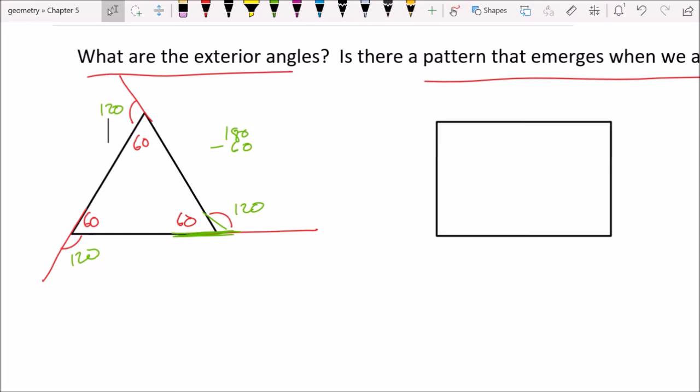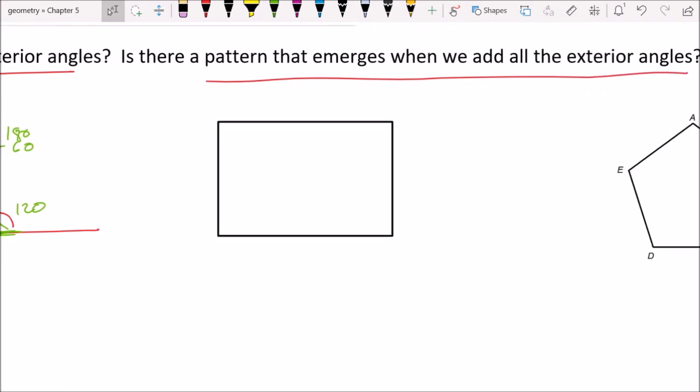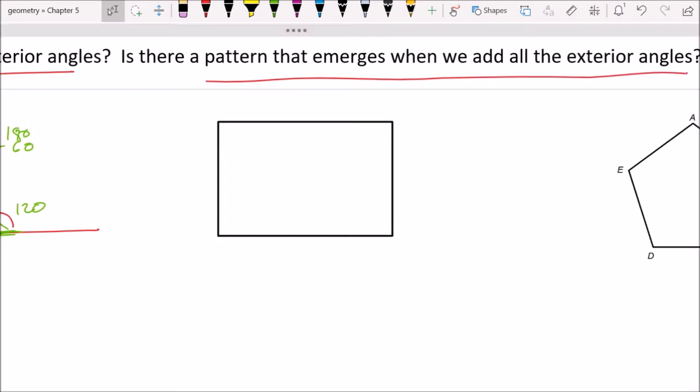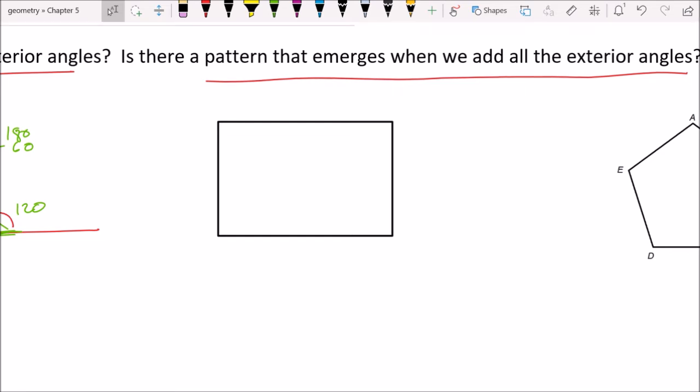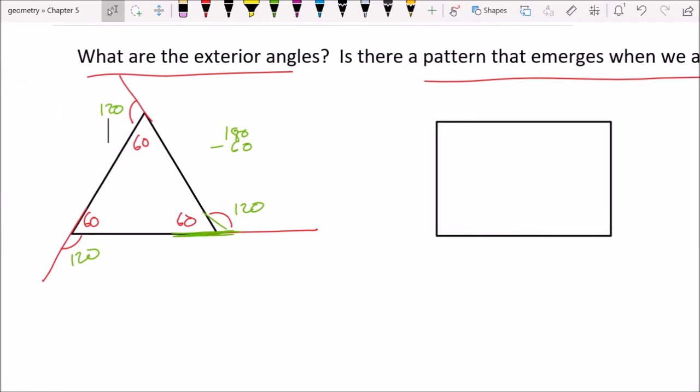So, what was the question we were trying to answer again? Let's double check. Is there a pattern that emerges when we add all of the exterior angles? Okay, we need to add up all the exterior angles. So that's 120 plus 120 plus 120. That adds together to be, zeros go to 0, 2 plus 2 plus 2 is 6, and 1 plus 1 plus 1 is 3. That's 360 degrees. That's our first shape. Let's see if there's a pattern that emerges on the next shape.